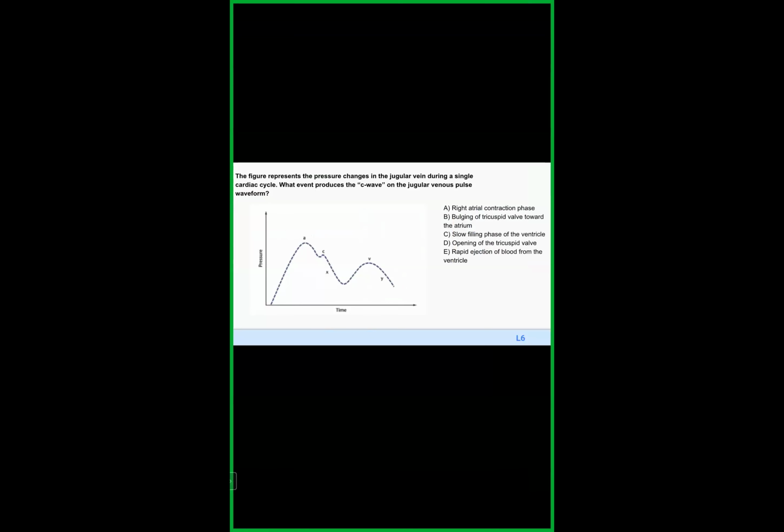Okay, next question. The figure represents the pressure changes in the jugular vein during a single cardiac cycle. What event produces the C wave on the jugular venous pulse waveform?